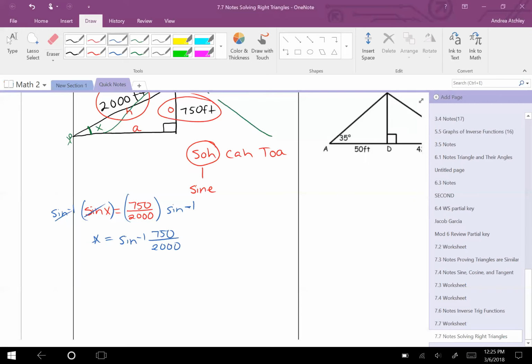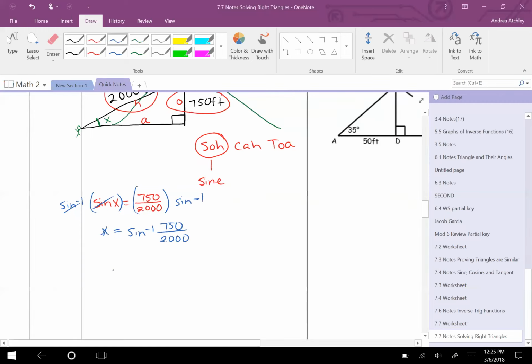Casey, what'd you get? 22. So the angle of elevation was 22 degrees.